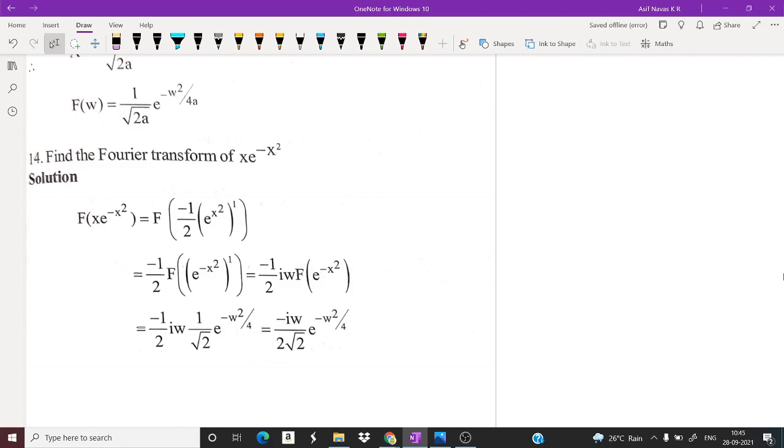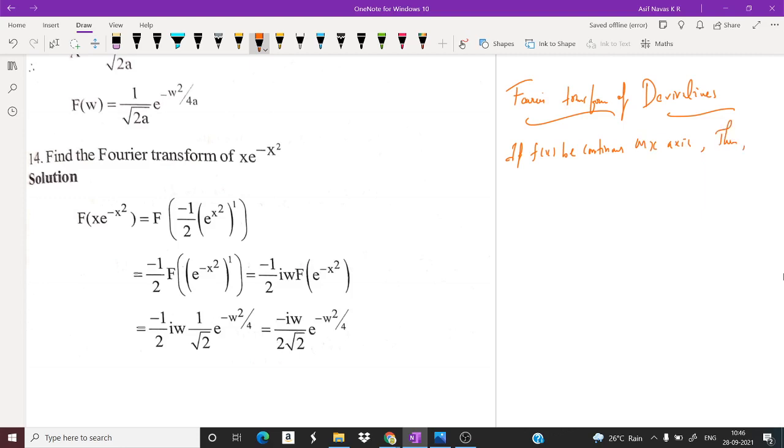Now Fourier transform of derivatives. Fourier transform of derivative. So this is, if f of x be continuous on x axis, then the Fourier transform of f dash of x is equal to I omega Fourier transform of f of x. That is equal to I omega f hat of omega.